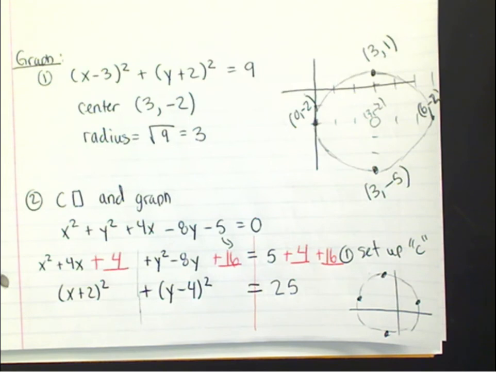Okay? So square root of 25 is 5. And then that's your radius. So then you count 5 down from negative 2. I'm making 5 over.